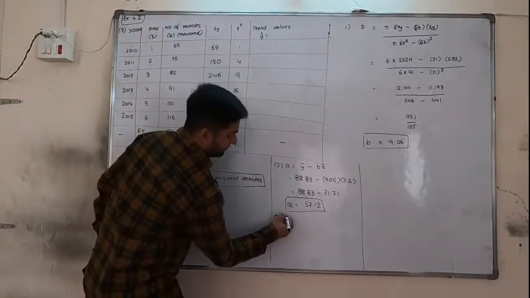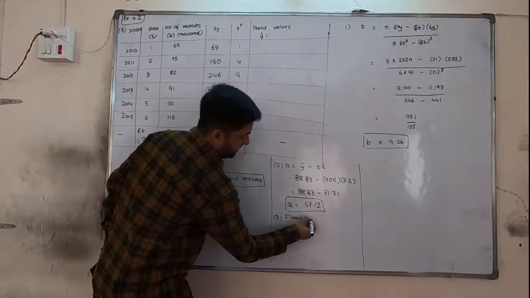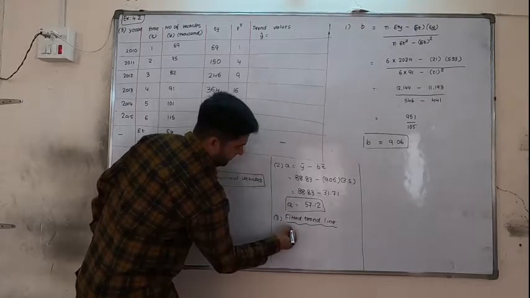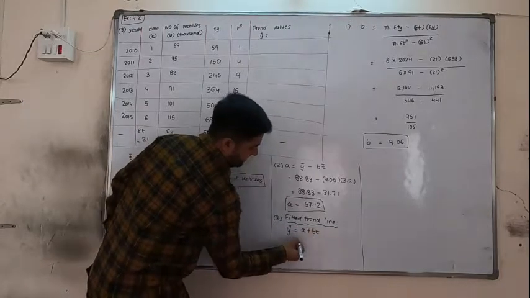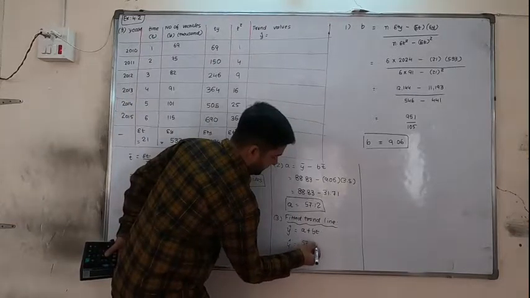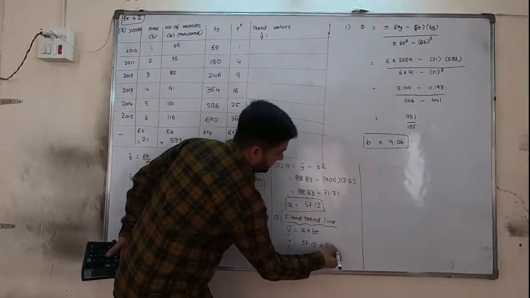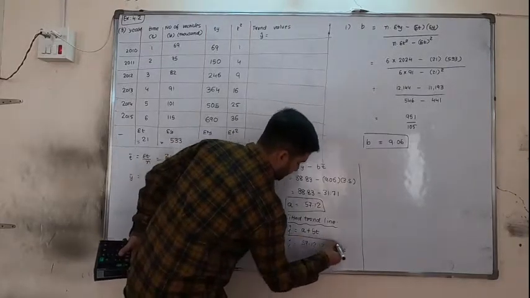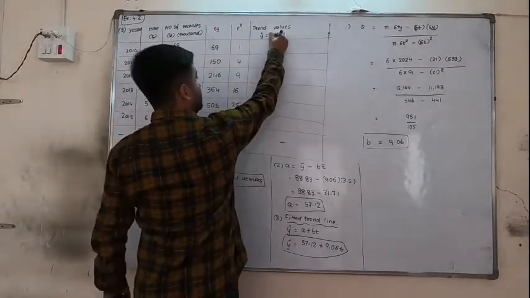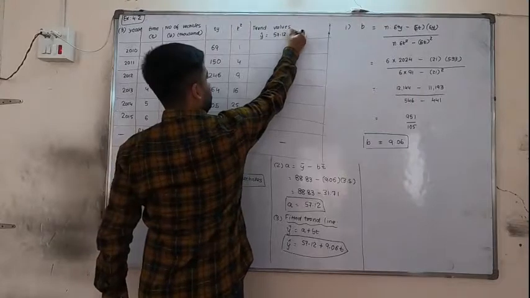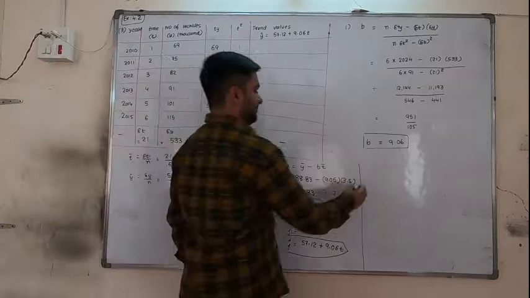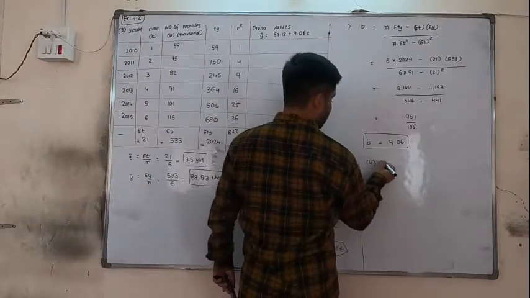Third step, fitted trend line. Y cap is equal to a plus bt. Y cap is equal to 57.12 plus 9.06 t. And as I said, after obtaining the trend line, we have to write it here also. 57.12 plus 9.06 t. Now the next step, that is fourth, estimation.